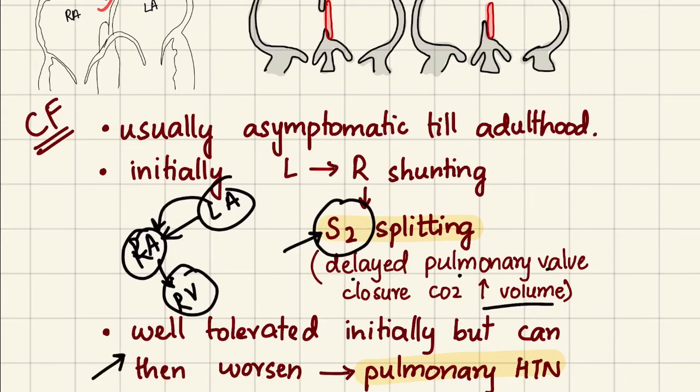These defects are usually well tolerated initially, but can over time worsen because of all this shunting. When we have this shunting towards the right side of the heart and into the pulmonary circulation, we can develop pulmonary hypertension. And pulmonary hypertension is then going to cause right ventricular hypertrophy and eventual reversal of shunt as well in some cases, but that does not really happen with atrial septal defects.